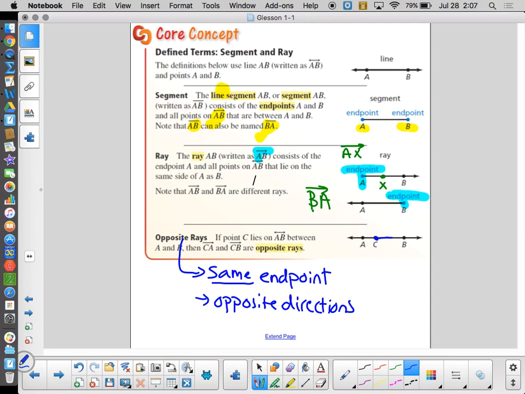So here, I have ray CB and ray CA are opposite rays. Notice, opposite rays, we don't just switch the order of the letters. That's not opposite rays. They have to have the same endpoint. Very important.